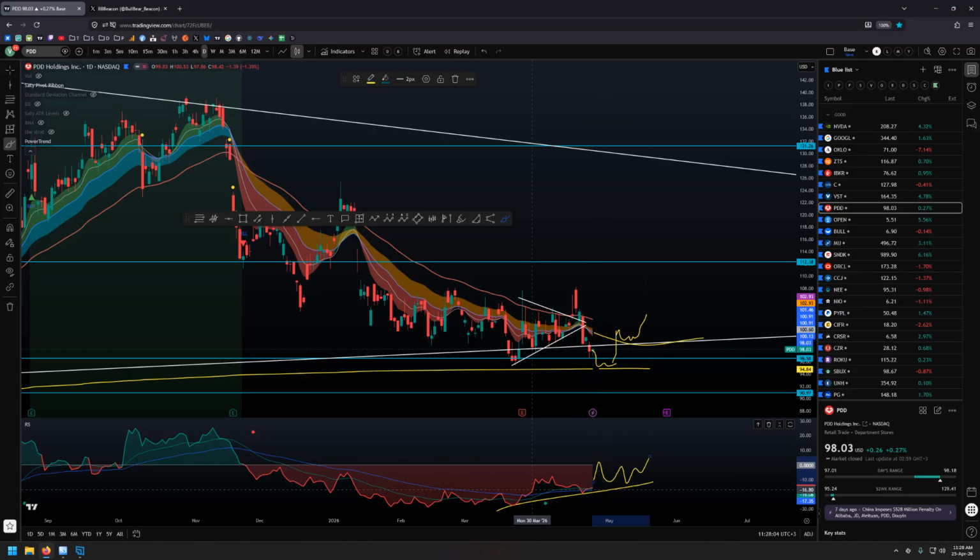But the problem with this kind of setup is that it can take a while longer for this to play out. So this can still go like this until earnings, and maybe from earnings it pops and goes higher and stuff like that. So that's the setup. But it looks promising just from the fact that we have a bullish divergence here.